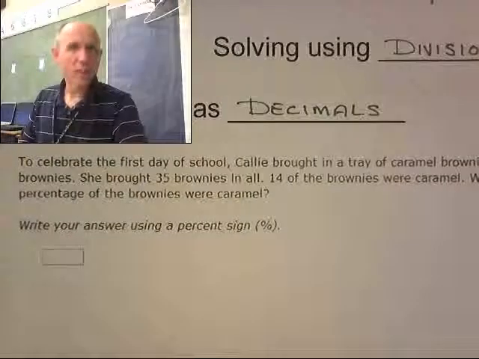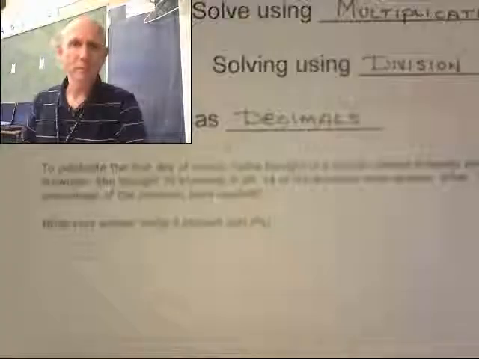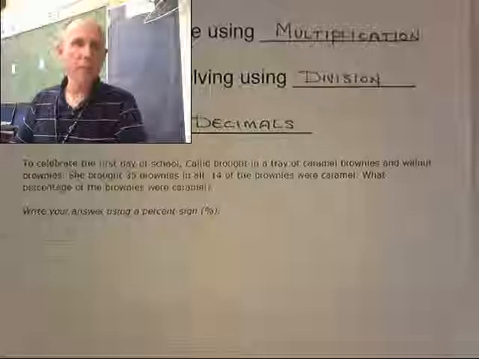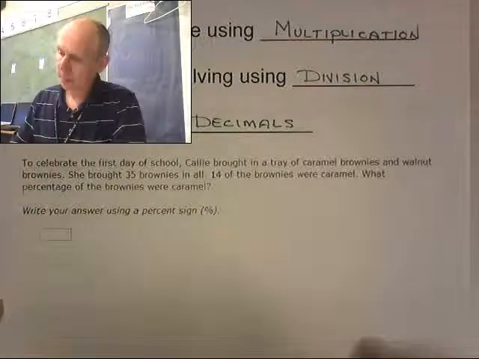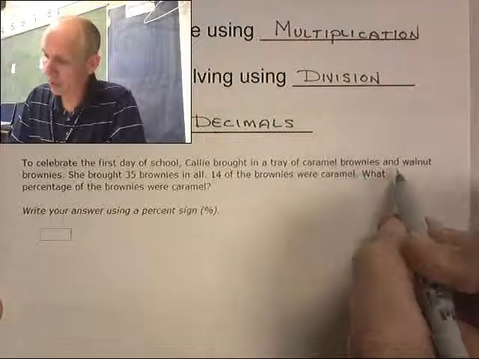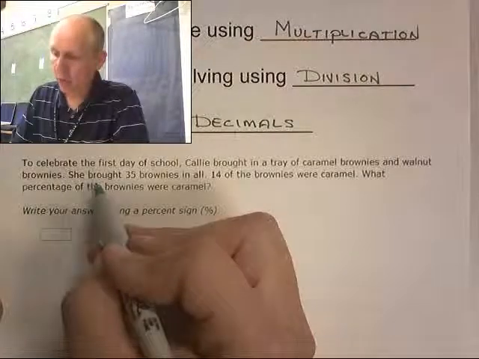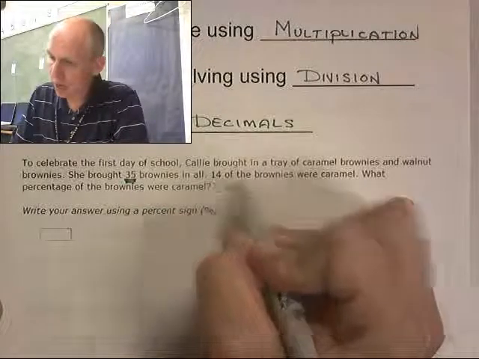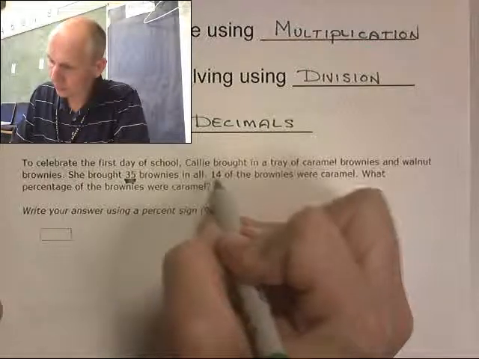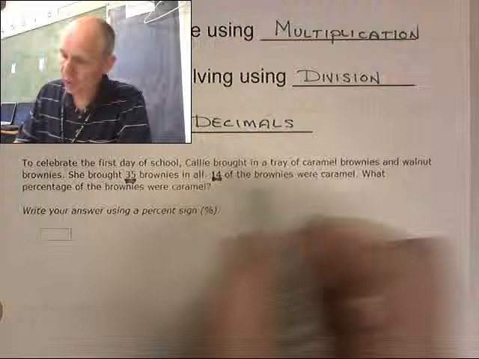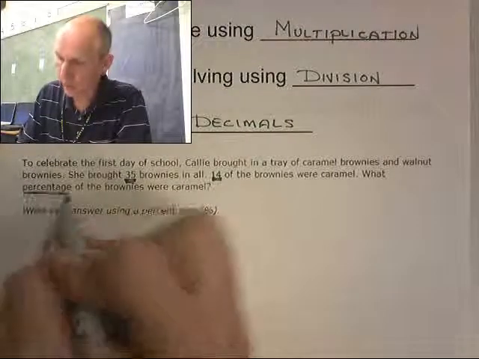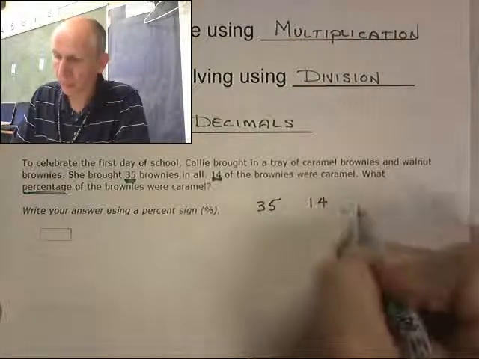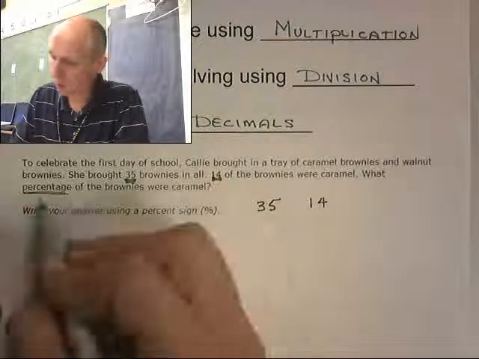To celebrate the first day of school, Callie brought in a tray of caramel brownies and walnut brownies. She brought 35 brownies in all. 14 of the brownies were caramel. What percent were caramel? All right, so what do we have? We have a 35. We have a 14. What are we missing? What is the percent?